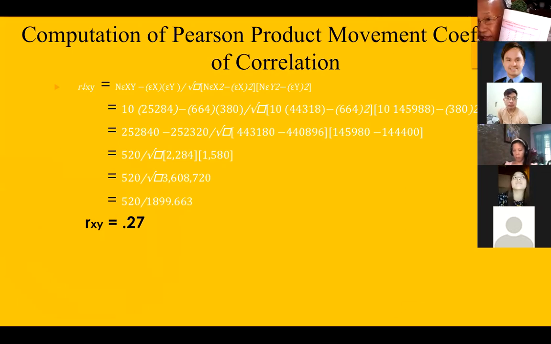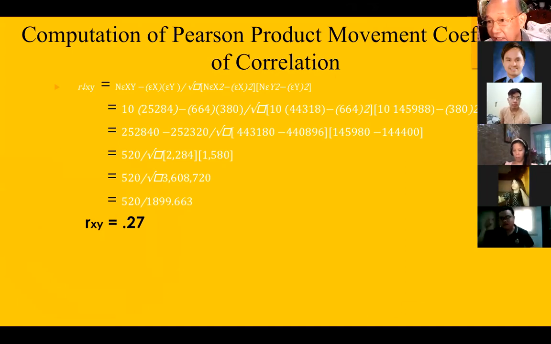Okay? The numerator is, hindi maganda yung pagkakalagay ng ano dito. Ang numerator is n summation xy. Meron tayong summation xy kanina sa table natin. What is n? Number of cases? 10. Summation xy is 25,284. Nandun sa table natin kanina. Alright?